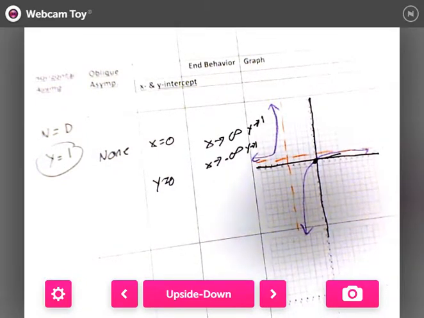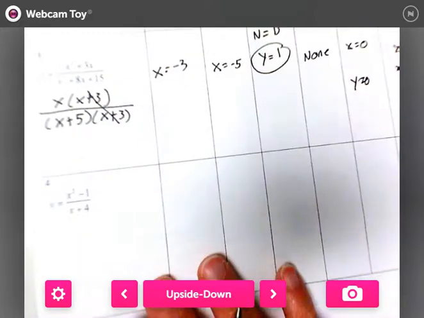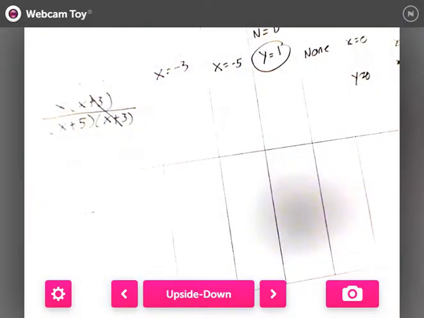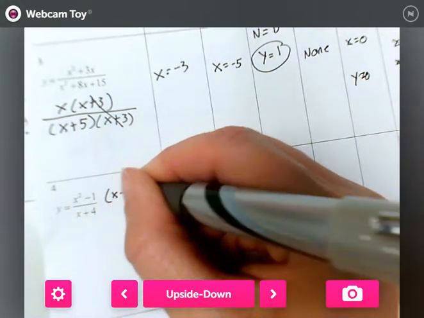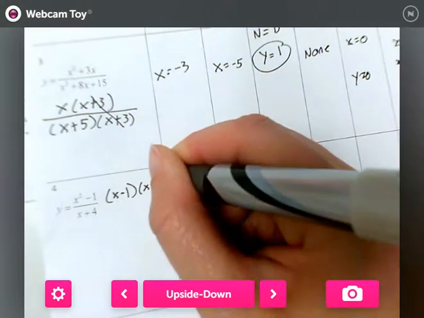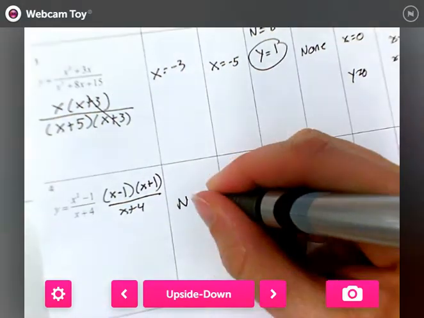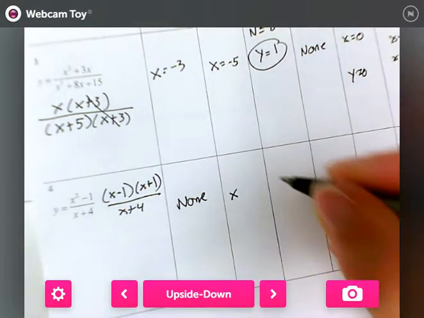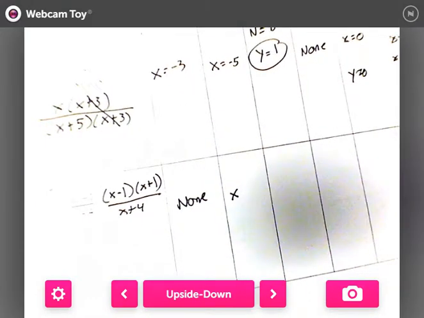Okay, so let's do one more, and we'll just worry mostly about the graphing part. I think we can do this one really quick together. Just fill it out and then get to the graph part. Factoring, we get x minus 1 and x plus 1, and x plus 4. That's really done quickly. There's no holes.